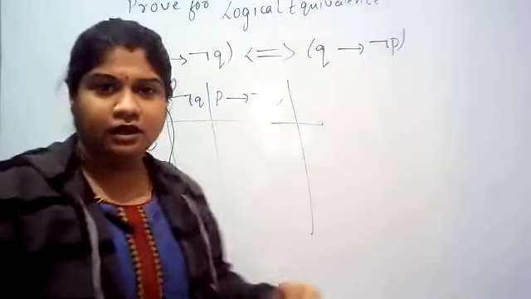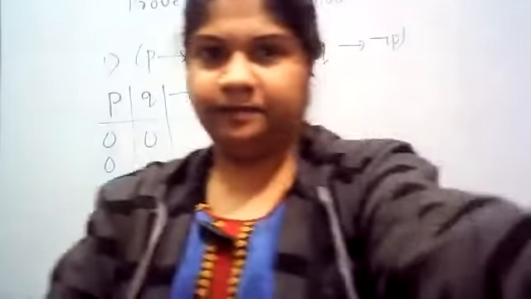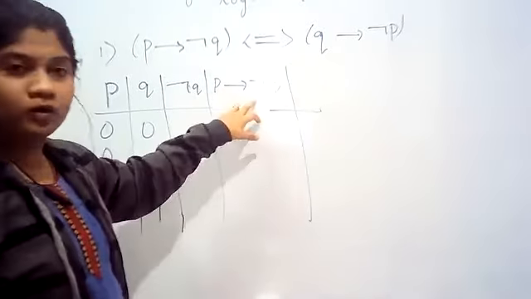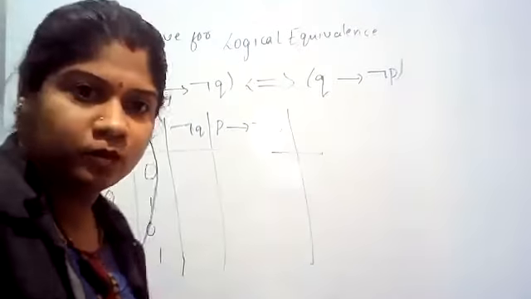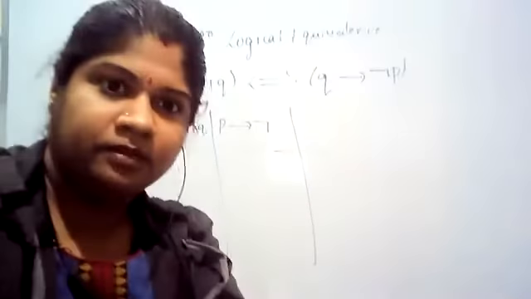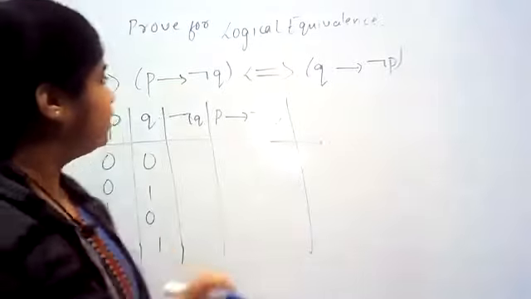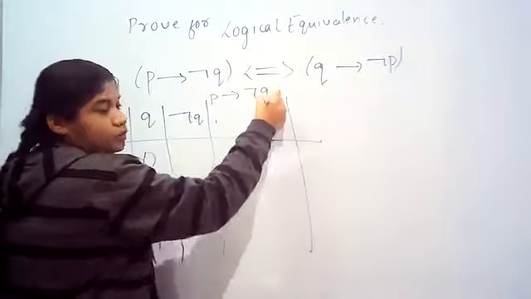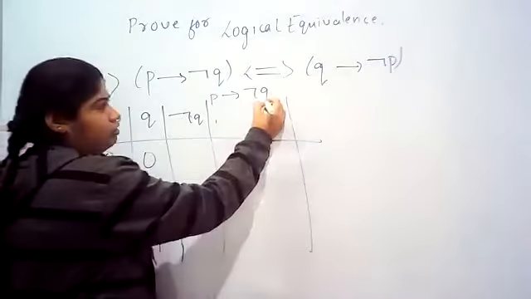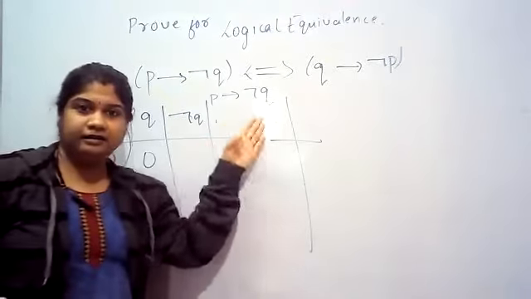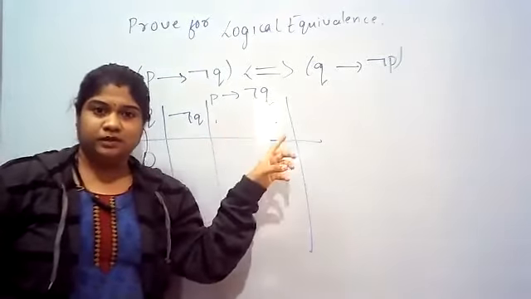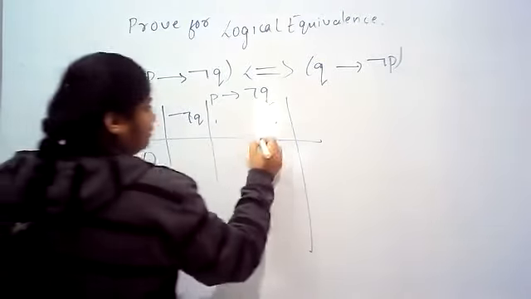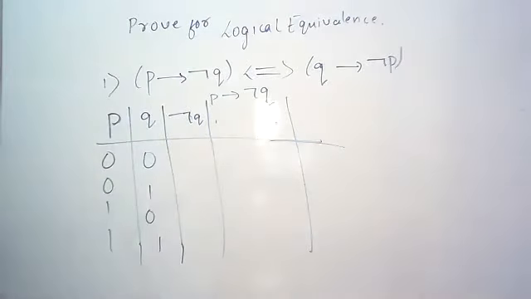I think some of this is not visible. This is negation Q, due to the reflection of light. I think this is okay. I'll write here if you want. P conditional of negation Q. Due to the light here, this part is not visible. That's it. Okay, fine.